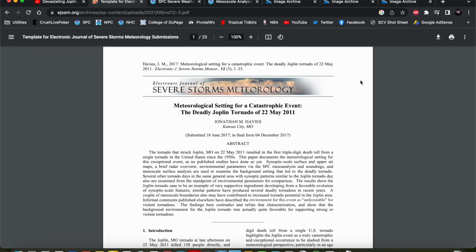Before we start here, I want to draw your attention to this article by John Davies, private meteorologist out of Kansas City. We talked about his work with cold core tornadoes and tornado environments, and he does a great job with both cold core events and some of your more normal events. This was one of his articles in the Electronic Journal of Severe Storms Meteorology, detailing the meteorology behind the Joplin tornado event. I'll be referring to this article sporadically throughout the video, and I'll put a link to it in the description below if you want to read up more on the Joplin event. So, without further ado, let's get started.